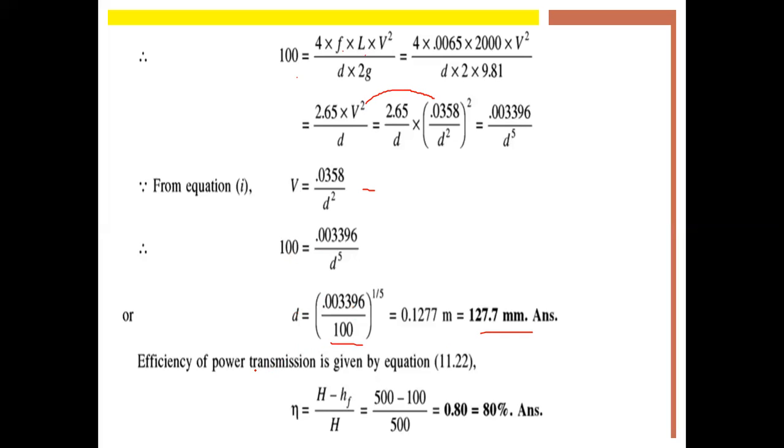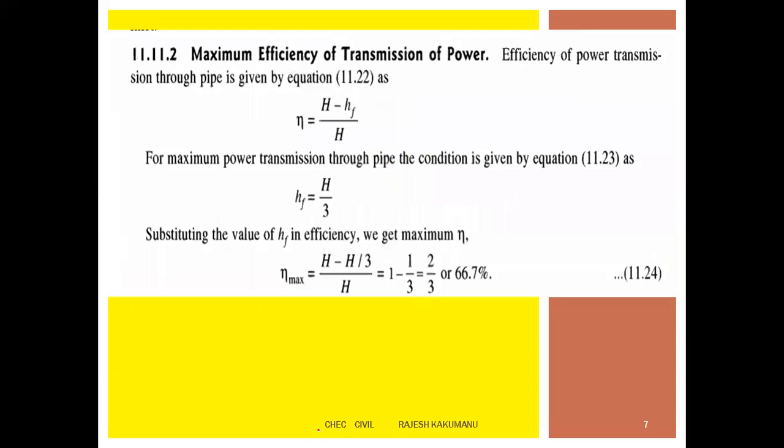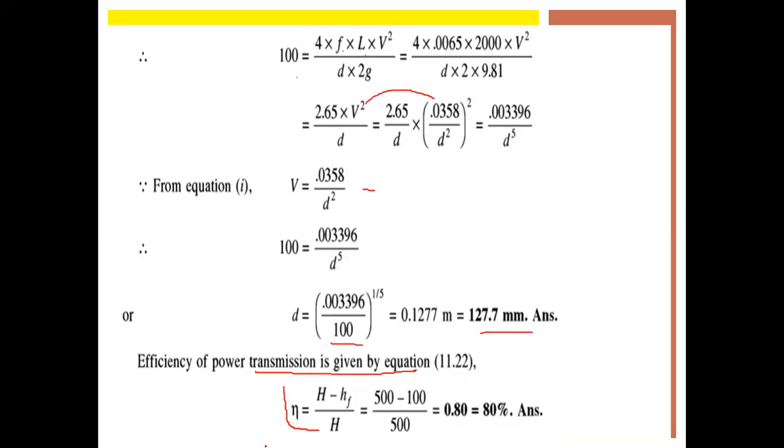Therefore, the efficiency of the power transmission is given by the formula: efficiency is equal to (H minus HF) by H, which we derived from the maximum efficiency condition. So 500 minus 100 divided by 500 is equal to 80%. We can calculate this efficiency first, because we know the H value and the HF value. According to the question, we have to find the diameter D and the efficiency, so we are deriving the efficiency here.